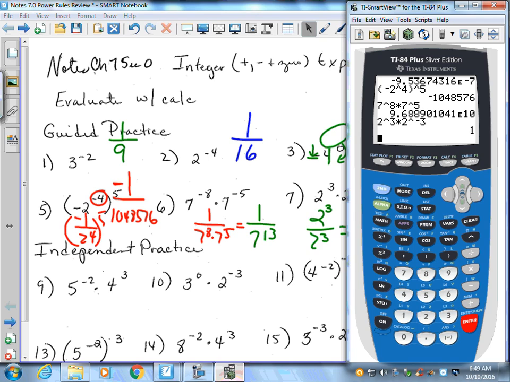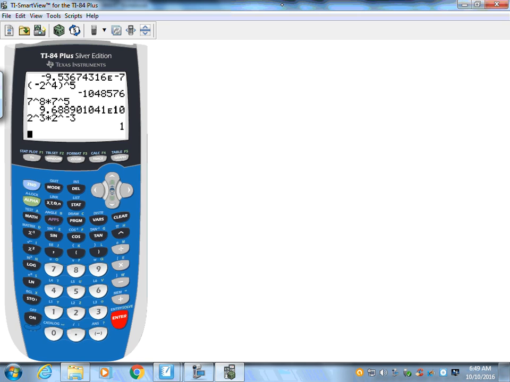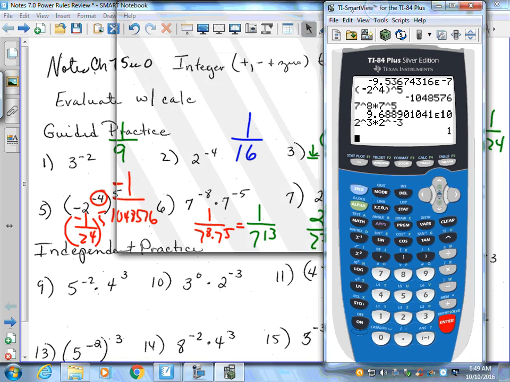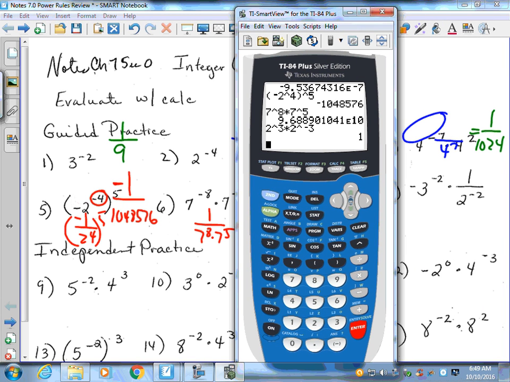I'm going to move my calculator over just a wee bit. I hate it when it does that. Alright, so negative 3 to the negative 2 power times 1 divided by 2 to the negative 2. Math frac.